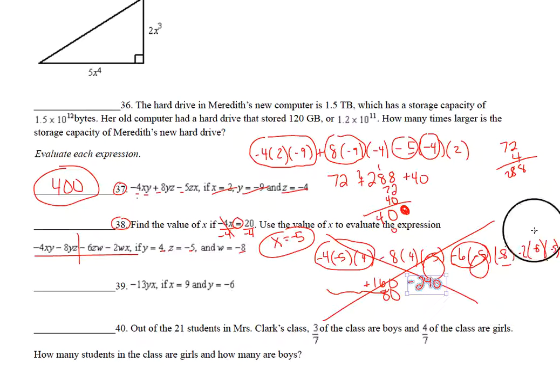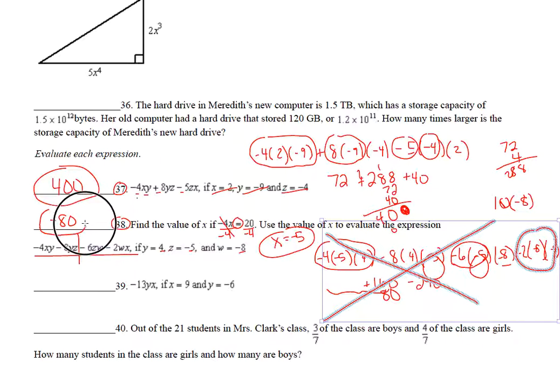So really all we have to do is worry about this last part, which is negative 2 times negative 5, which is a positive 10. 10 times a negative 8 would be a negative 80. Again, if that's not the answer I got on my review sheet, I apologize. Let me know if your answers don't match and we'll work it out again.